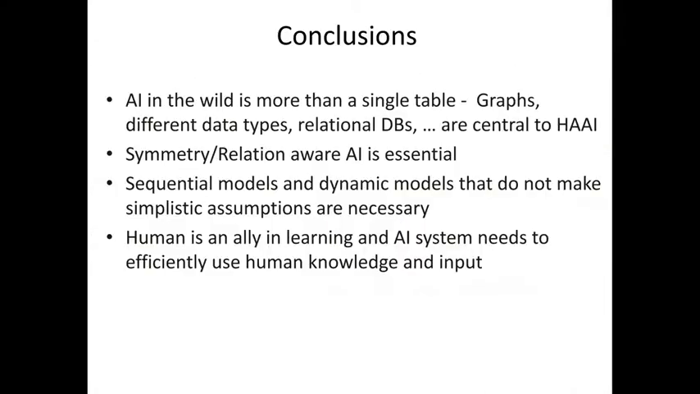So I motivated, and I'm out of time now, that AI is really more than a single table. You're looking at multiple types of data and relational databases. You need to understand symmetry and learn from these symmetries. Most of our learning methods, which I kind of pushed under the rug, are using relations, sequential models, and models that understand time, which is extremely important. But the most important story that I wanted to convey is that the human is an ally in learning, particularly when you're working with domain experts. We should be using their expertise and their decades of accumulated knowledge in building a better system.